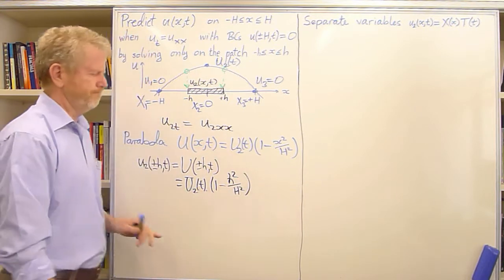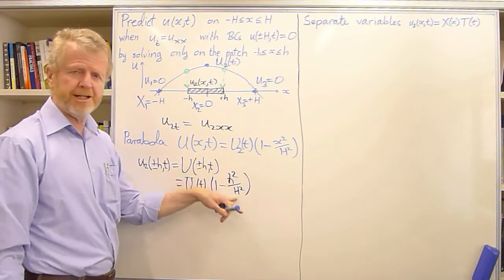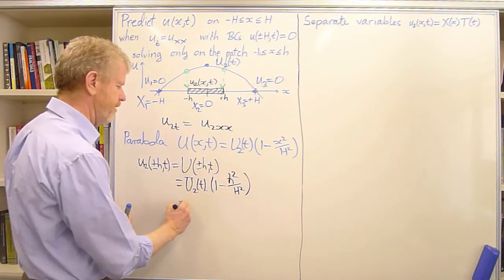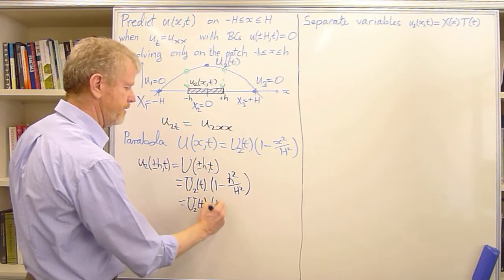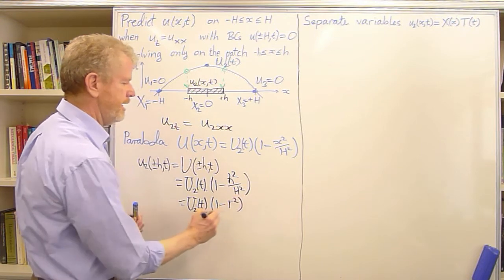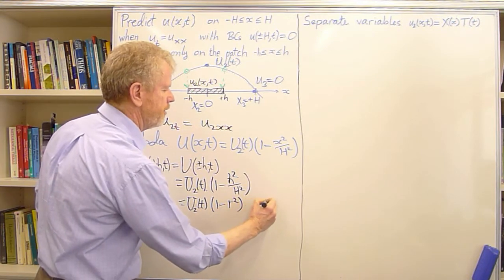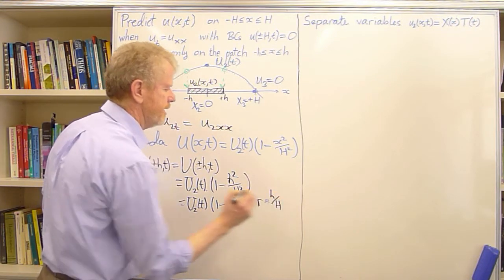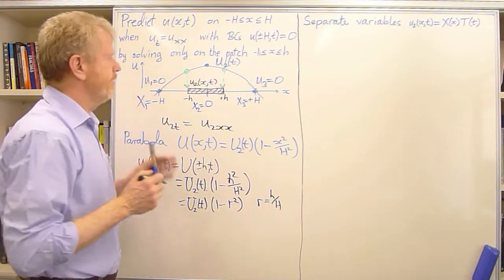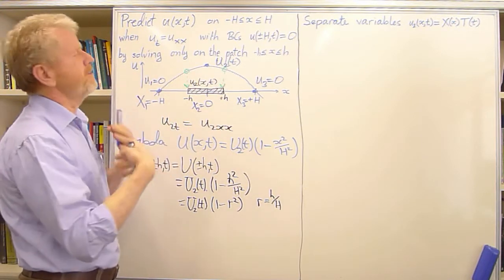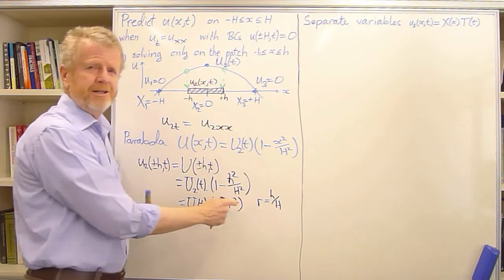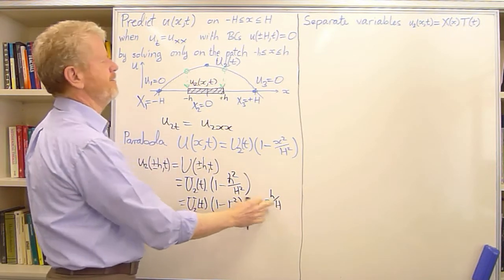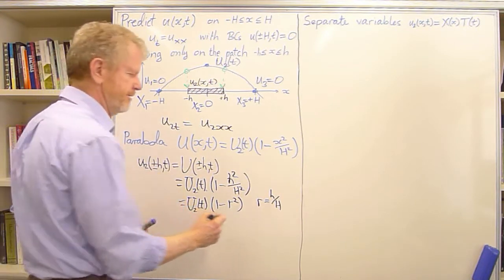Now this combination little h on big H occurs a lot, so we'll give it a symbol. We'll call it R. So R is little h over big H. And because this patch scheme is of most interest when the patches are small, R is typically going to be a small number, much less than 1, like a tenth or a hundredth.